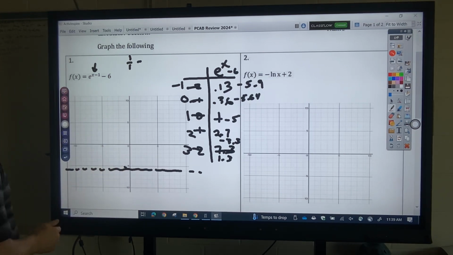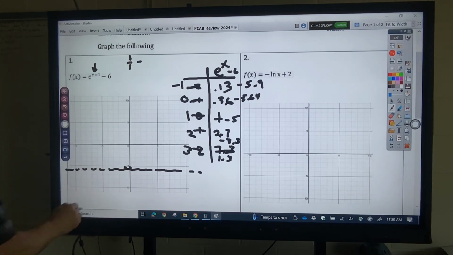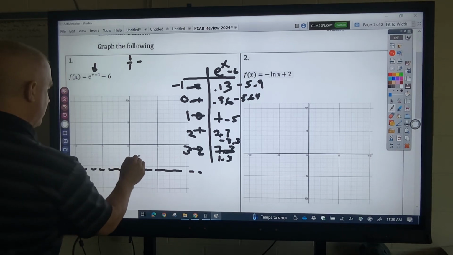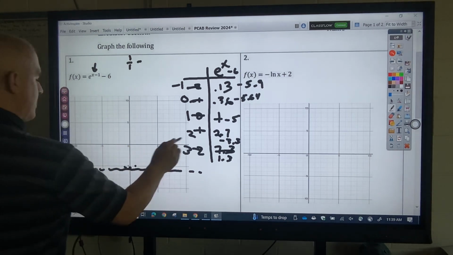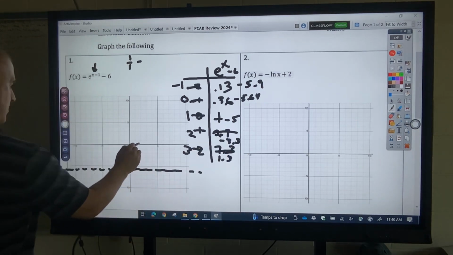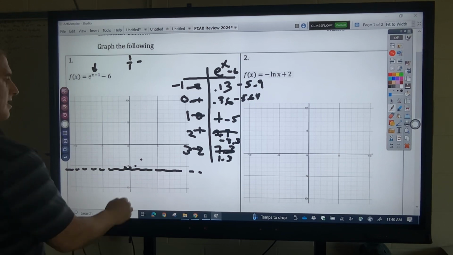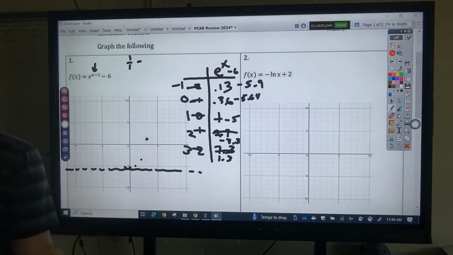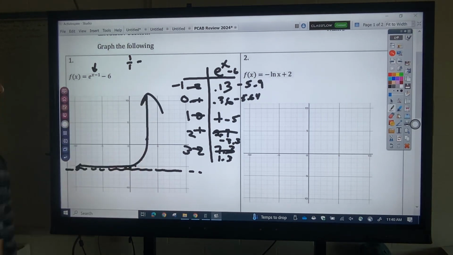Okay, so -1 over, -5.9 down. Okay, 0 over, about right there. 1 over, -5 down, so right here. 2 over, 2.7 up. Sorry, -3.3. Okay, so somewhere in here, I can't really see with my lines. Okay, and then 3 over 1.3 up, maybe somewhere in here. It's hard for me to really see on this board, but the graph looks like that.